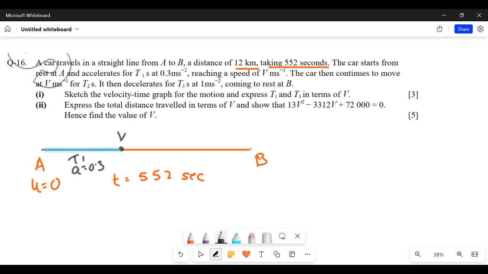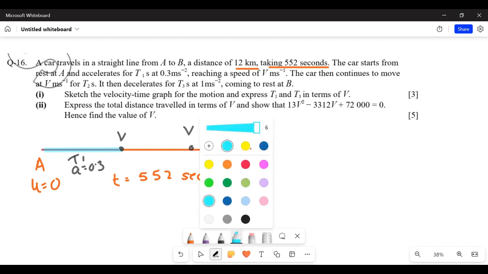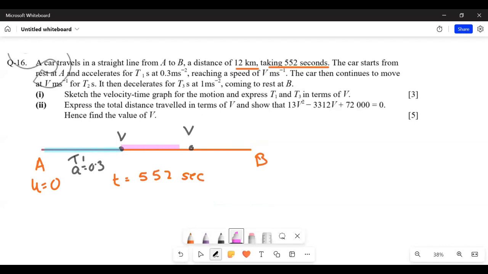The car then continues to move at V for T2 seconds. Okay, so it moves at the speed of V. So that means in this region, the speed is constant. So it moves at a constant speed for T2 seconds. So time for this journey is T2.